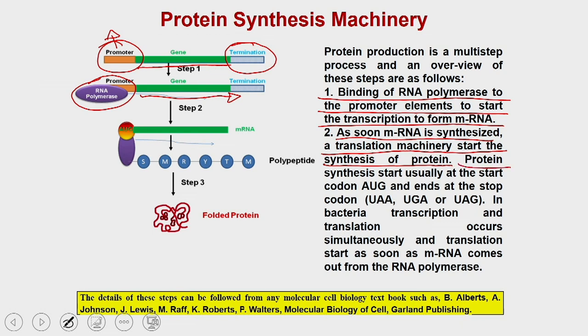Protein synthesis usually starts from a start codon, which is mostly AUG, and it ends at the stop codon, which is called UAA, UGA or UAG. In bacteria or the prokaryotic system, the transcription and the translation occur simultaneously, whereas in the case of eukaryotic system, the transcription occurs inside the nucleus, and then this messenger RNA will be transported outside into the cytosol, where the ribosome machinery will bind to this particular messenger RNA and will synthesize the protein.